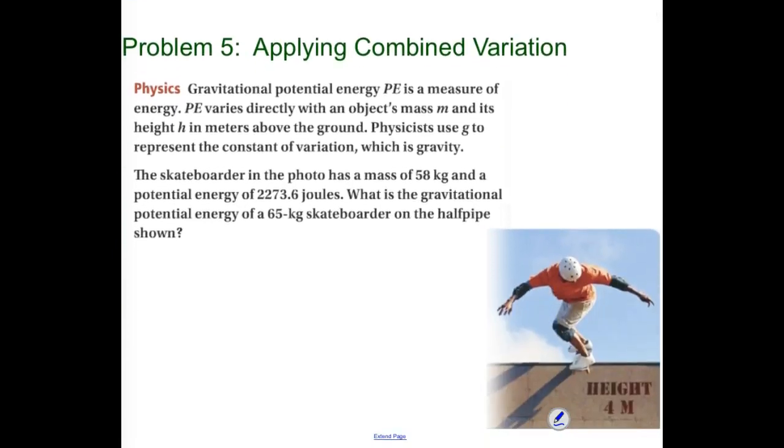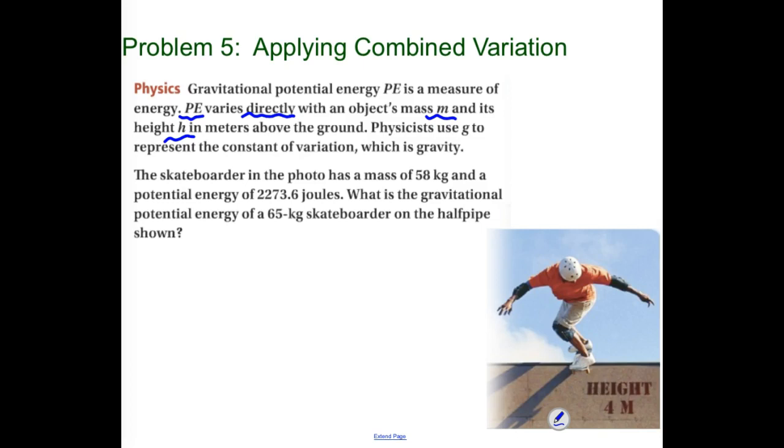All right, it says gravitational potential energy, PE, is a measure of energy. PE varies directly with an object's mass, m, and its height, h, in meters above the ground. Physicists use a g to represent the constant of variation due to gravity. All right, so instead of a k, we're going to use a g.